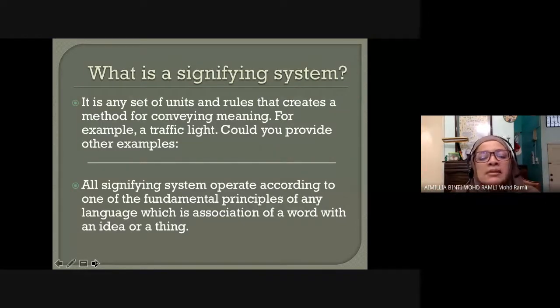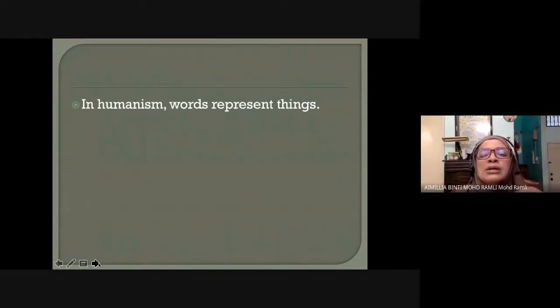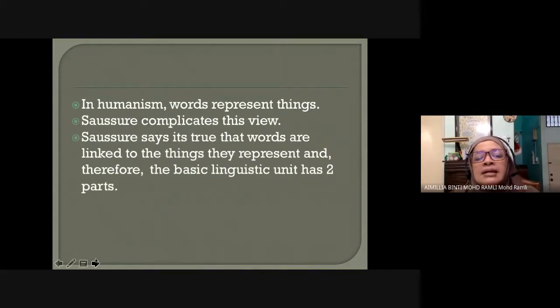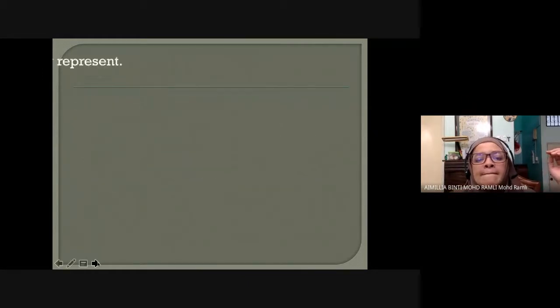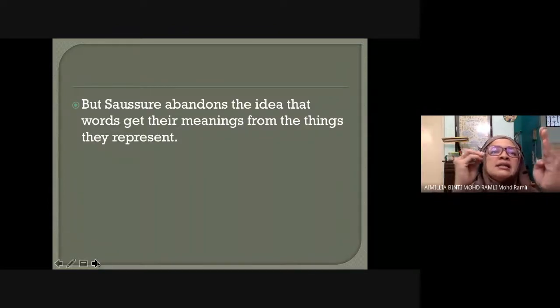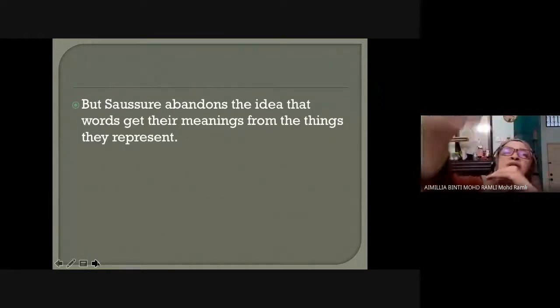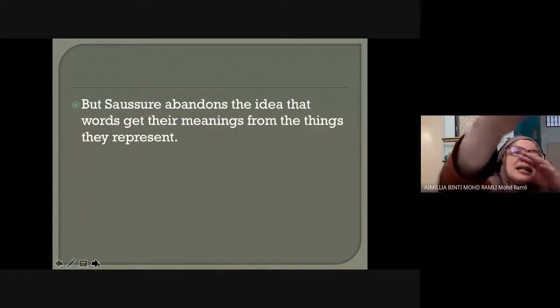Okay, so he argues that in any human language, we have words, and words represent things. He says that we have two units in any word: signifier and signified. But Saussure abandons the idea that the words get their meanings from the things they represent. Now, the humanists say that when you say a book, for example, B-O-O-K, which is a signifier, that links the word that you use to the book. Okay, there is a strong connection between the word and the item that it represents.